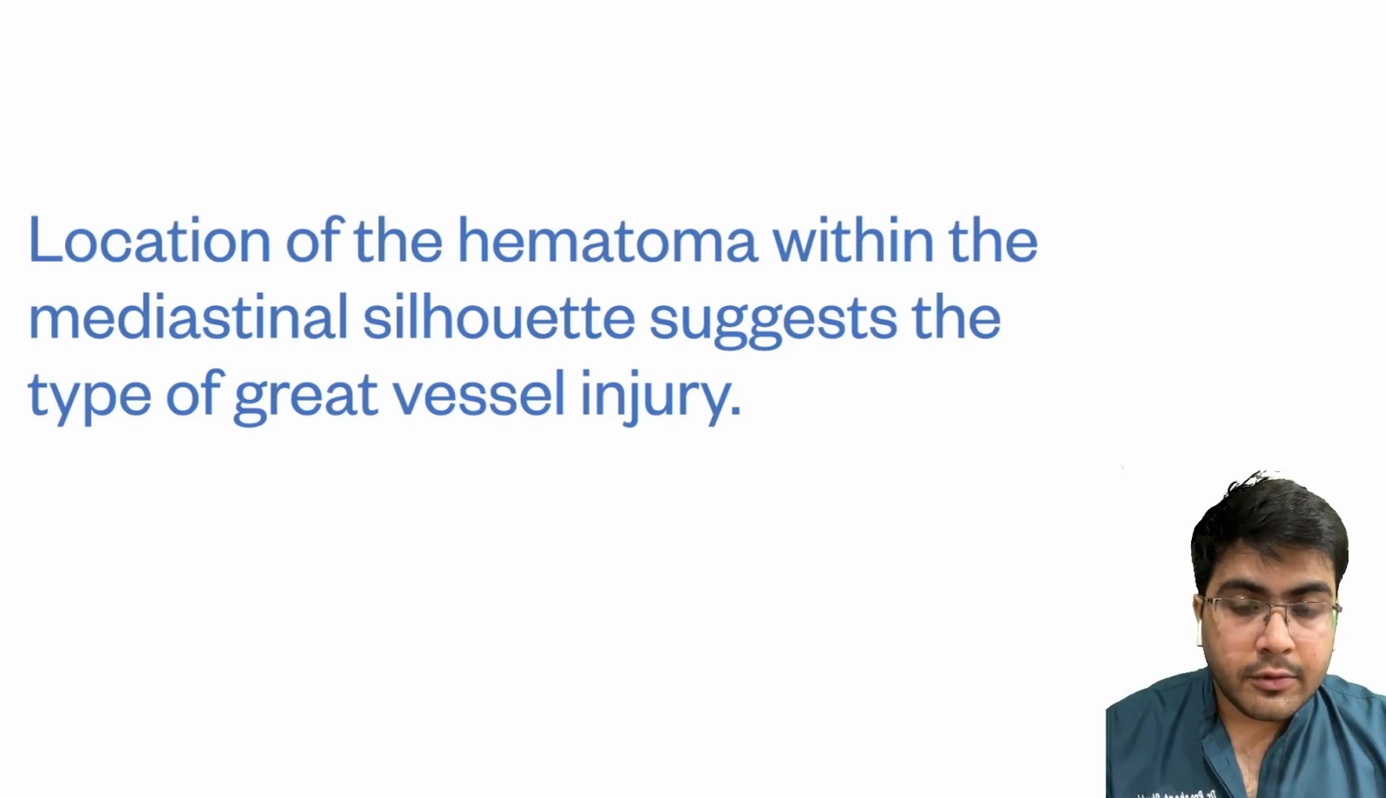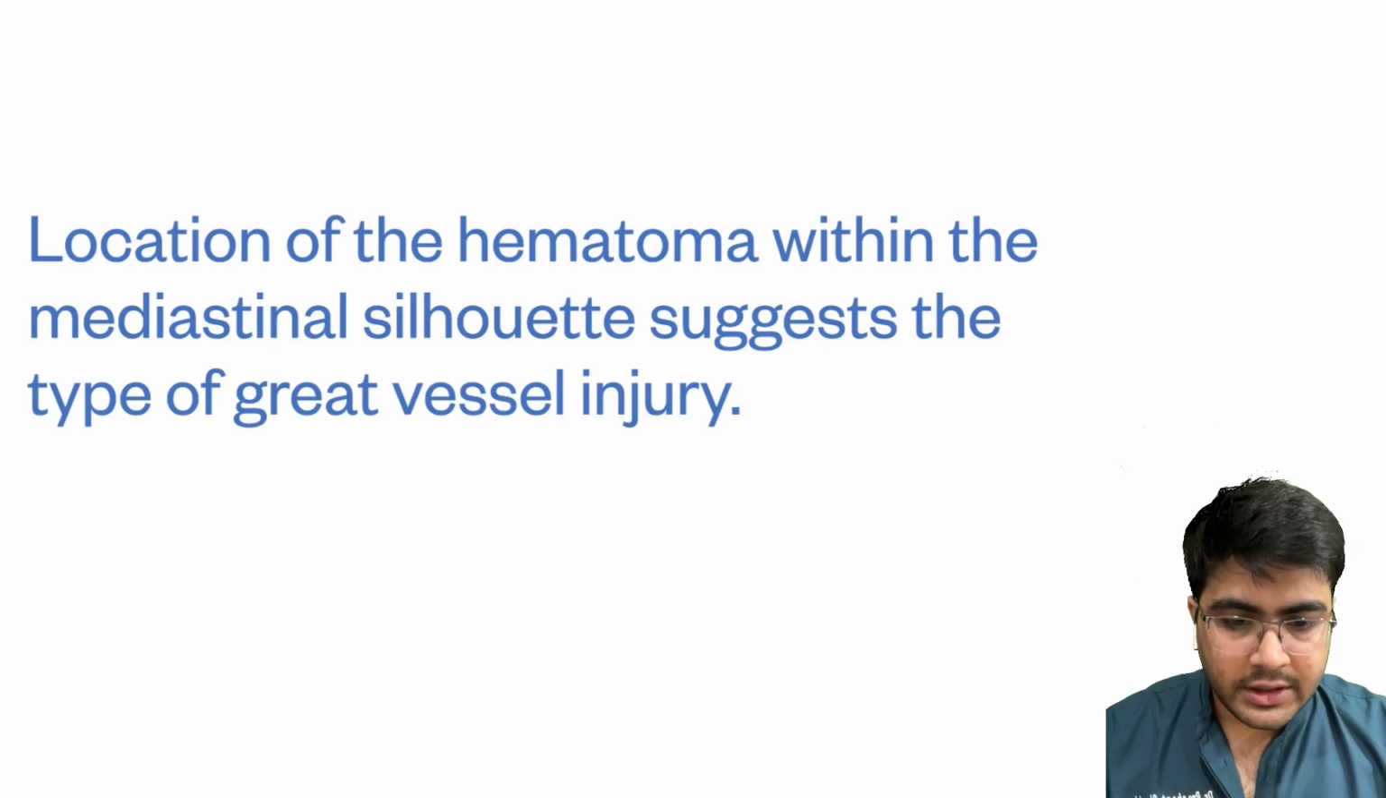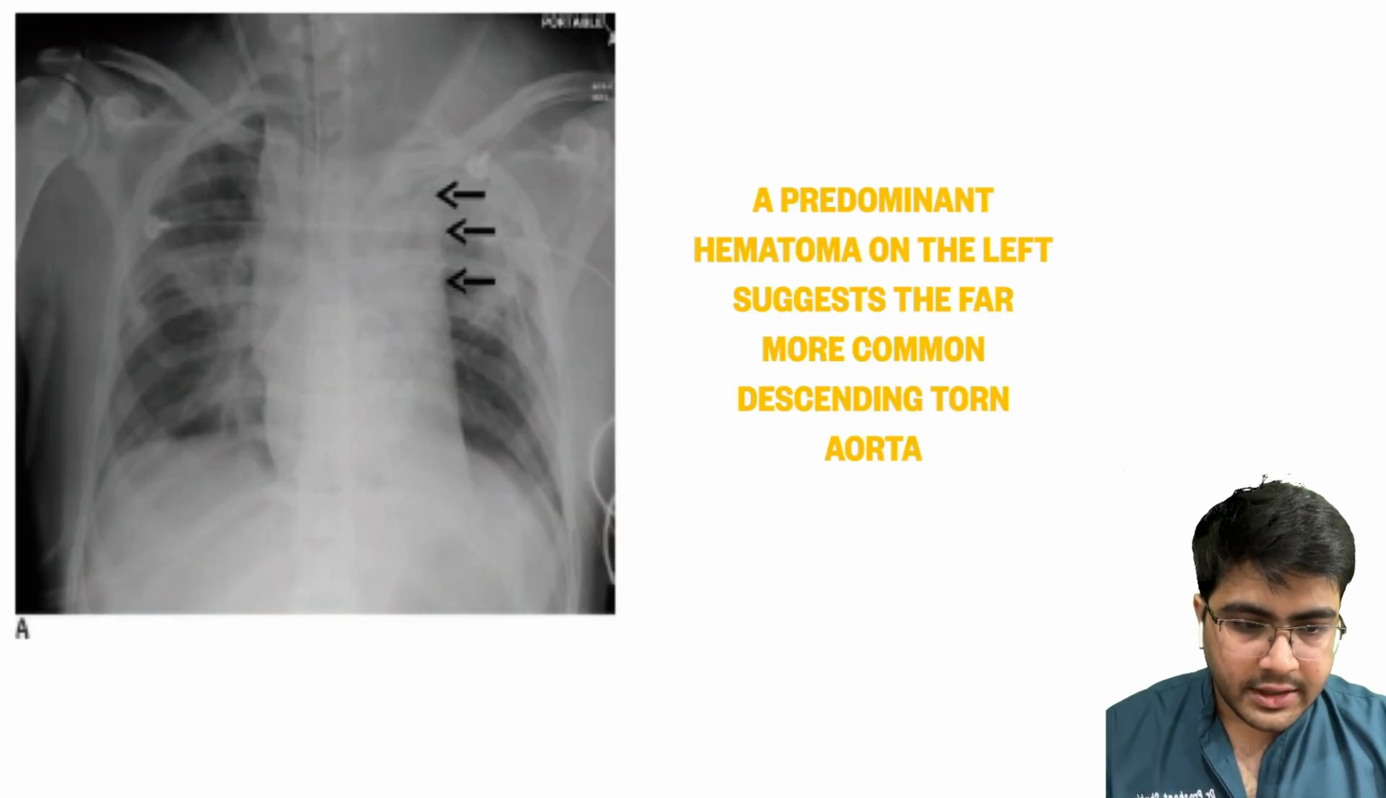As we discussed a few of the traumatic vascular injuries in the thorax, there are different types of vascular injuries, and the location of hematoma within the mediastinum suggests the type of great vessel injury. In the first X-ray you can see there is a predominant hematoma on the left, which suggests the far more common descending torn aorta.